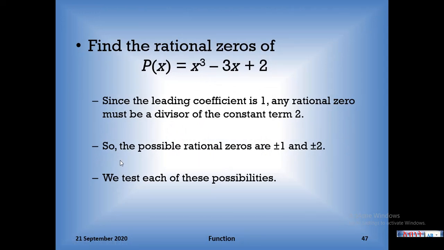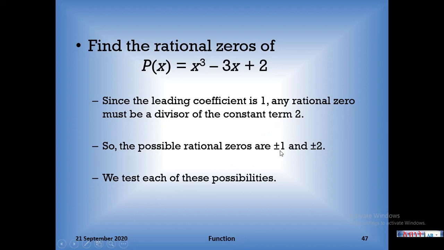Example, find the zeros of x cubic minus 3x plus 2. Since the leading coefficient is 1, any rational zero must be a divisor of the constant term 2. That means p over q is 2 over 1. So, take the factors of 2. The factors of 2 are plus or minus 1 and plus or minus 2. So, we test each of these possibilities.